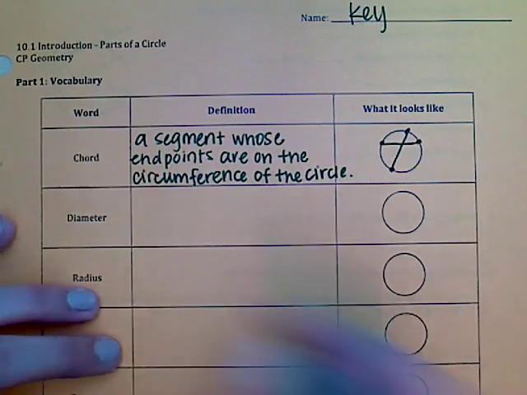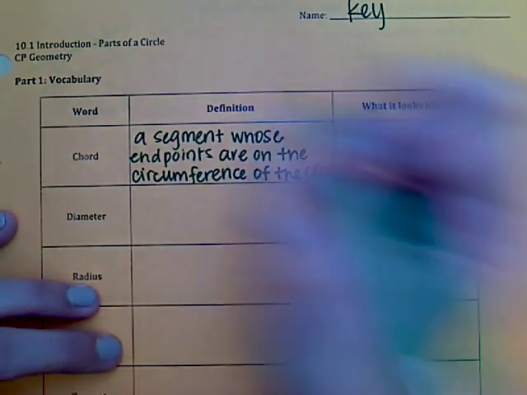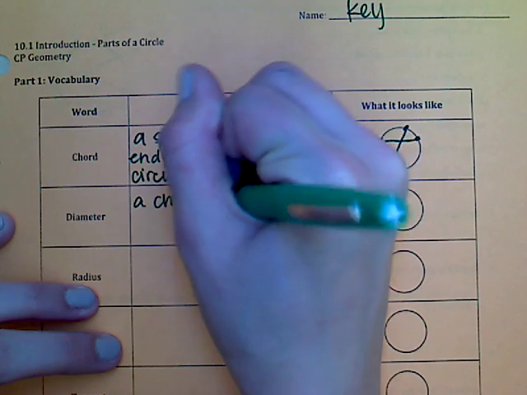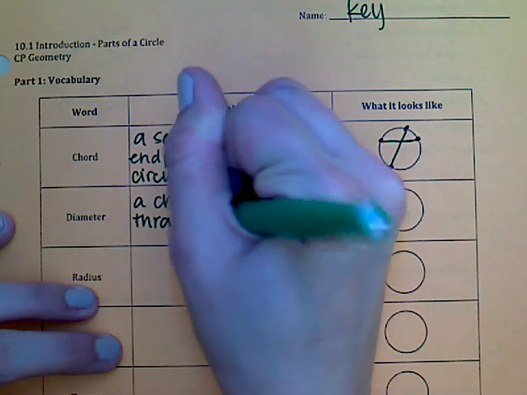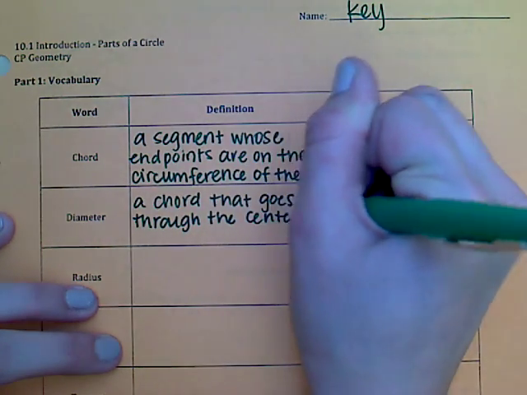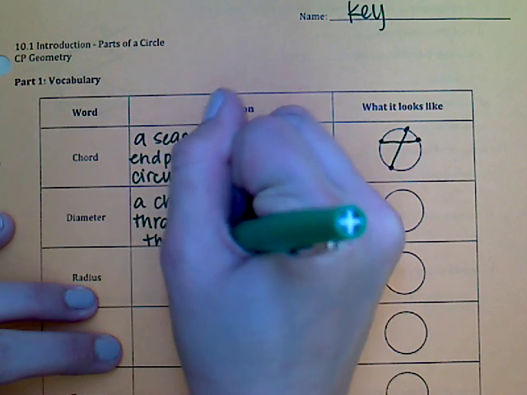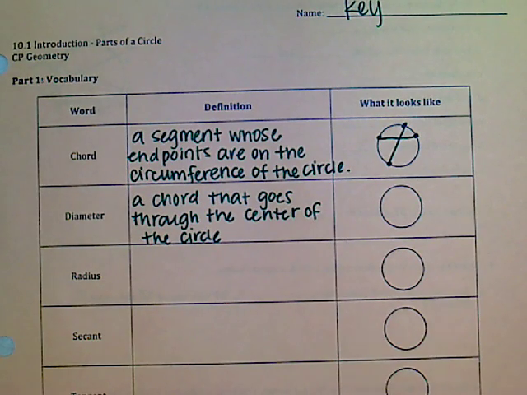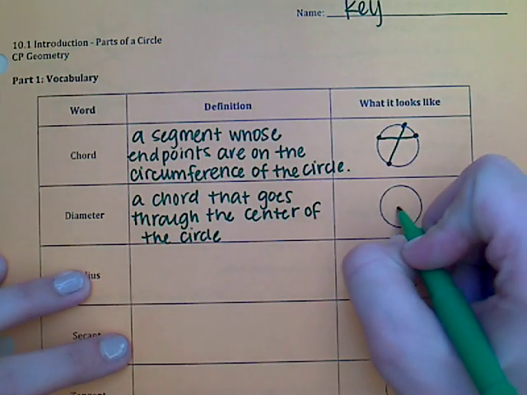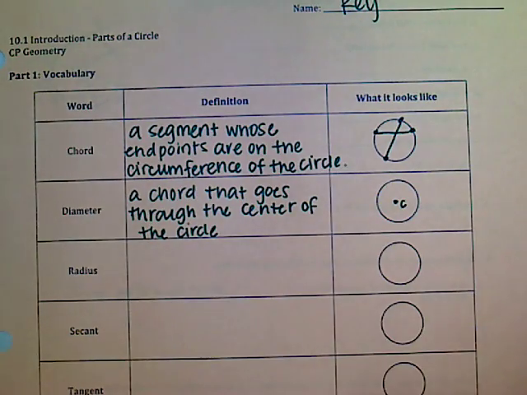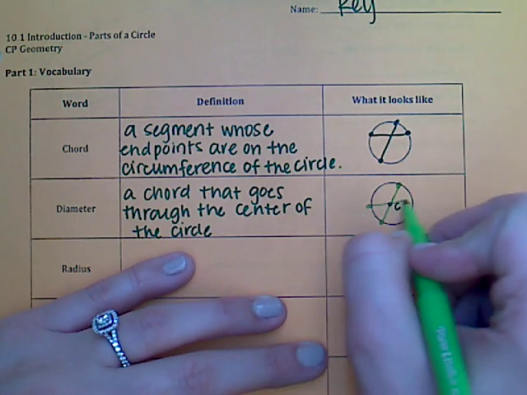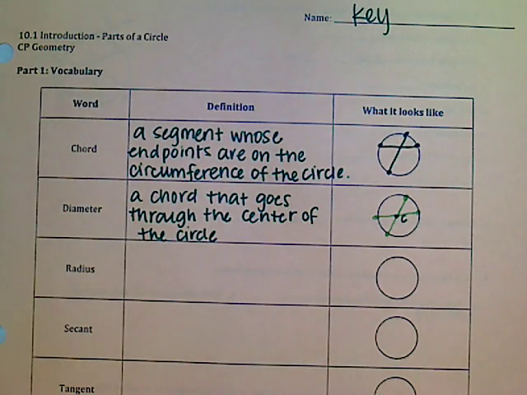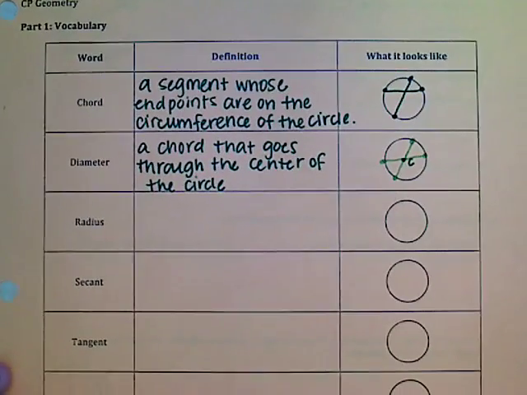The next one is a diameter, and a diameter is actually a type of chord. It's a special chord, so it's a chord that goes through the center of the circle. A diameter is something you guys have definitely heard of before, but maybe just not in this definition. So if this is my center of the circle, I want to draw a chord that goes through that center. So it's going to look something like that. I could draw a lot of diameters in one circle, but there's just 2 examples. So again, it's a chord that goes through that center of the circle.